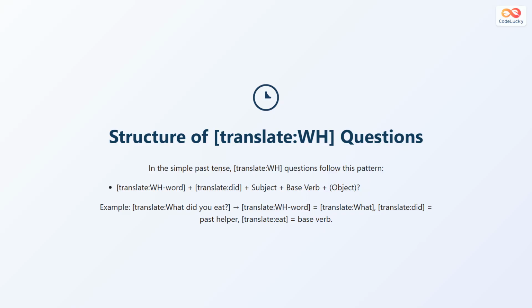To form WH questions in the simple past tense, follow this pattern. WH word plus did plus subject plus the base form of the verb and finally the object or extra information if needed. For example, what did you eat? Here, what is the WH word? Did shows the past tense, and eat is the base form of the verb. Remember, we do not use the past form of the verb because did already shows the past time.